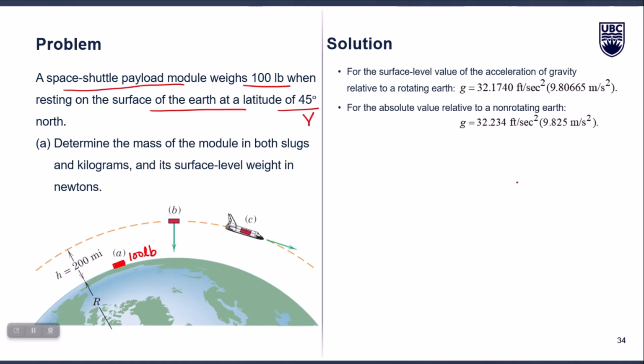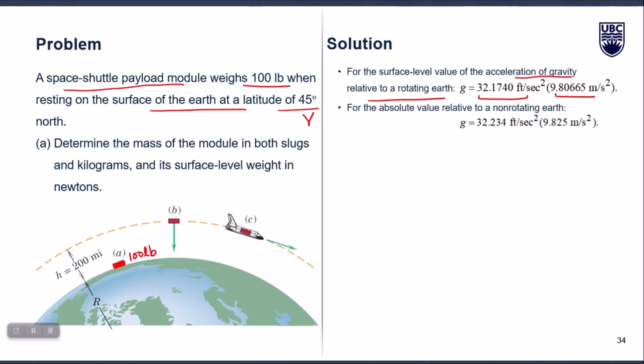In this particular problem, the value of g is also given corresponding to both non-rotating and rotating Earth. So it's like they already applied the international gravity formula and directly give you the value of gravitational acceleration relative to a rotating Earth, and that in US units is 32.1740 feet per second squared. In SI units, it's 9.80665 meters per second squared.